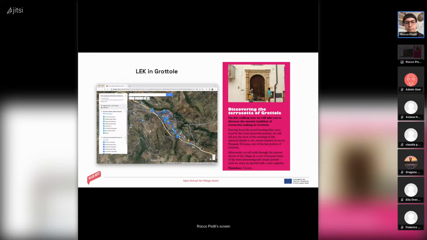So we mapped all the different places related to terracotta in Grottole. And now this is an experience that people who decide to visit Grottole can have. We can show them all the different places, and we are trying to keep this tradition alive. The next step we are working on is to find people who want to learn the traditional techniques of terracotta, also in an innovative way, and maybe to use terracotta for design, as an innovative material in architecture and interior design.